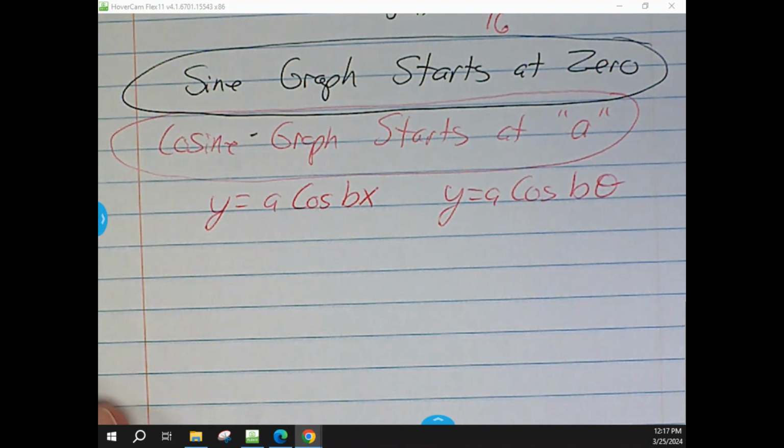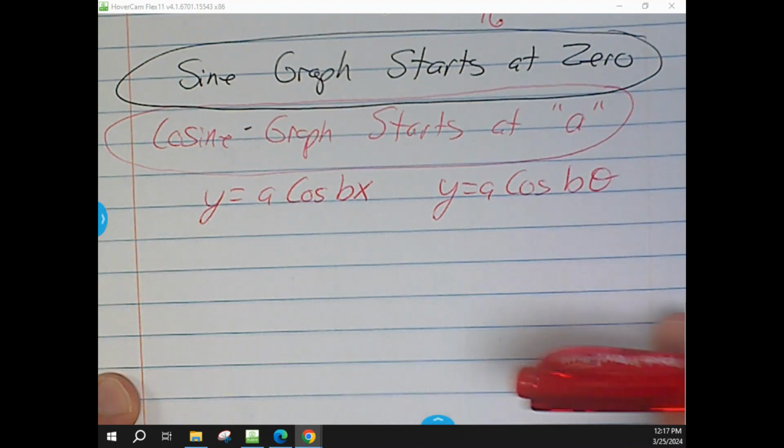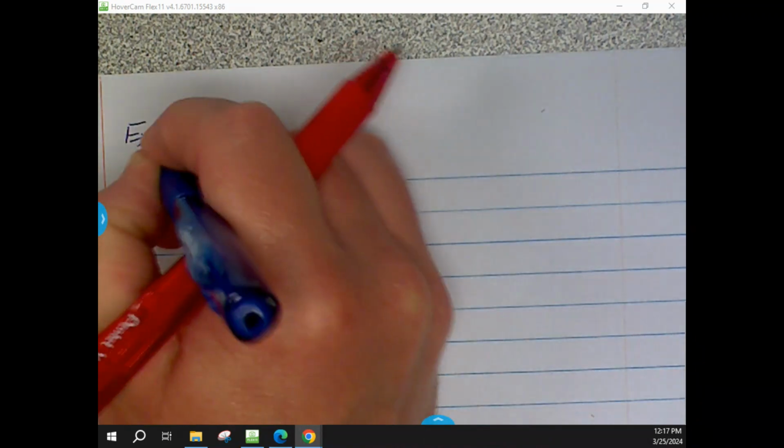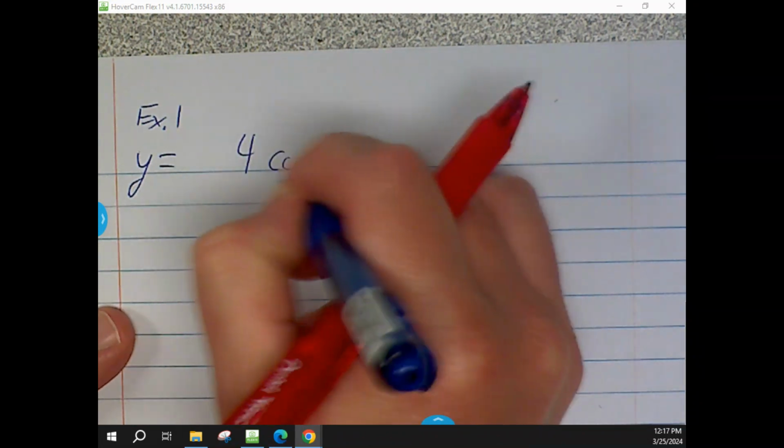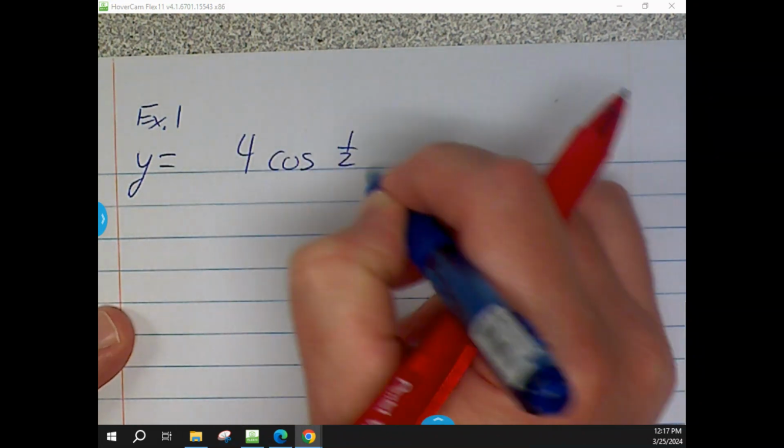Let's do. Actually, I'm going to put this on the next page. I'm going around the room here at the bottom. All right, so let's do y equals 4 times the cosine of 1/2 x.